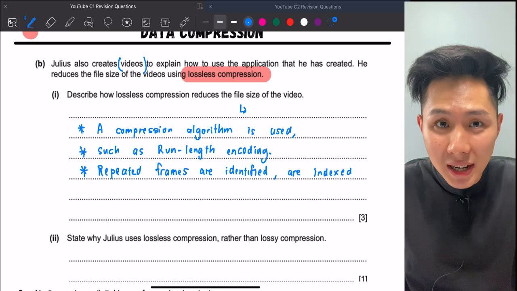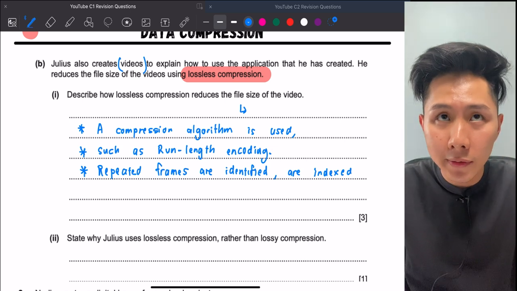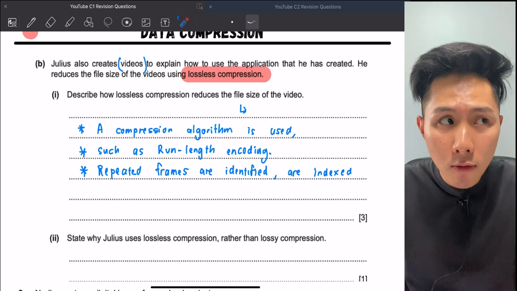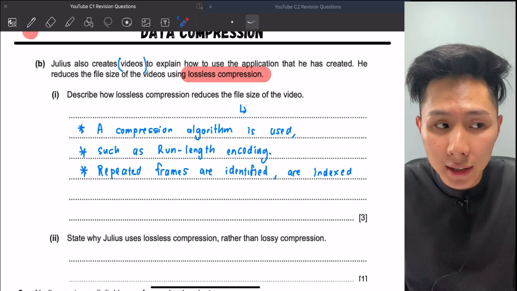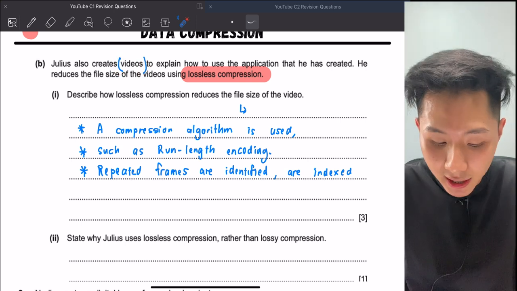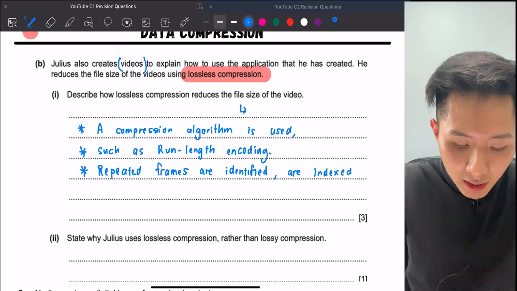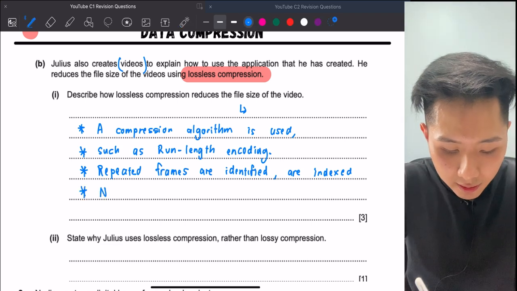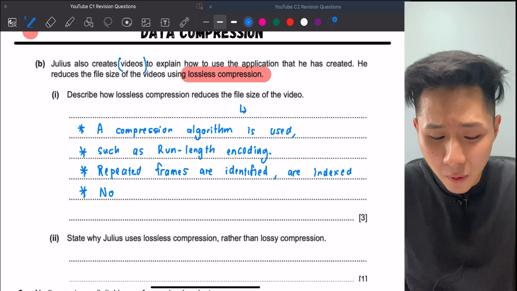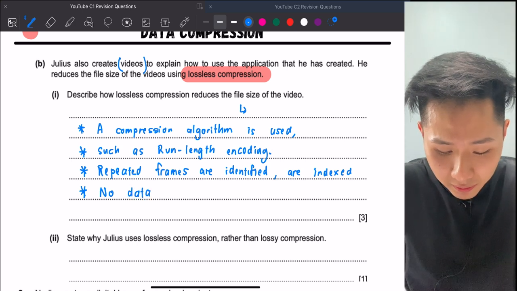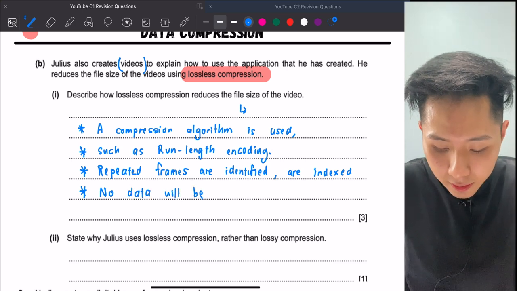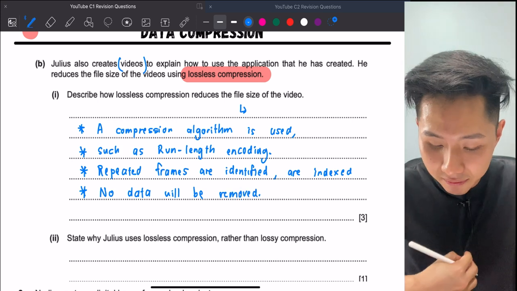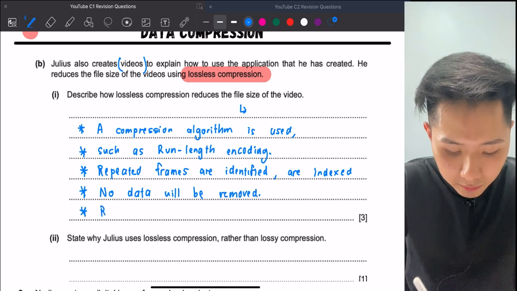So if the question asks for sound instead of video, if it is a sound question, you can say repeated sound, that means repeated pitch, replaced with an index. And then that's how they compress it. And the fourth point, an additional point, is that no data will be removed. And last but not least, you can say it's recoverable.